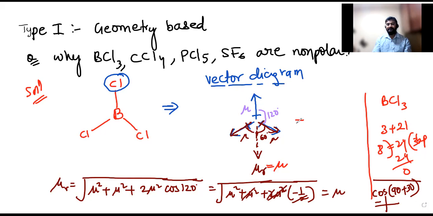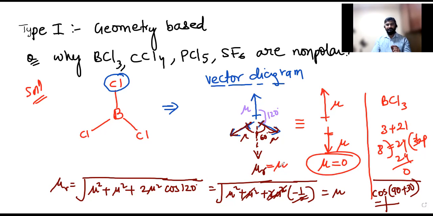So see, ultimately, one mu is up and one mu is down. This is mu down, this is mu up. So total what will happen? Mu will become 0. Therefore, it is non-polar. This is the exact, elaborated, detailed way of solving this question.